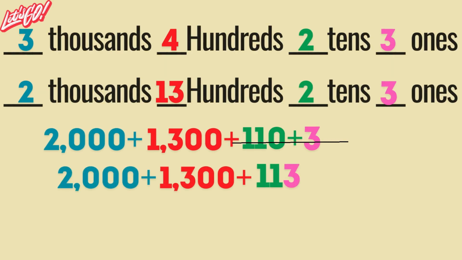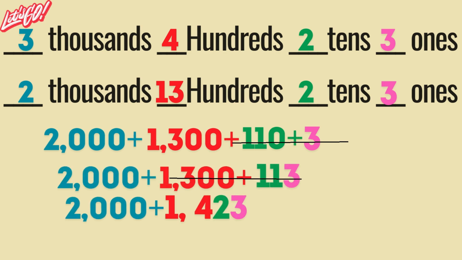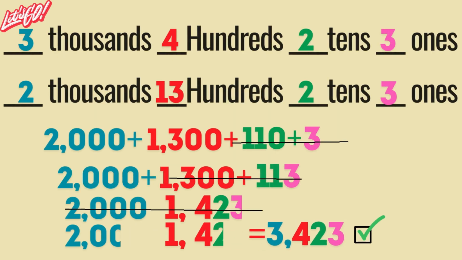I'm going to rewrite everything because I'm very redundant. 2,000 plus 1,300 plus 113. And I'm going to crush that 113 plus that 1,300 together. So now I get 1,423. So my next step is that I'm going to rewrite my 2,000. And I'm going to take that 2,000 plus the 1,423 and I'm going to crush it together. So I got 3,423 again. Bullseye. Great job. So I've changed this around in many different ways with the place value.